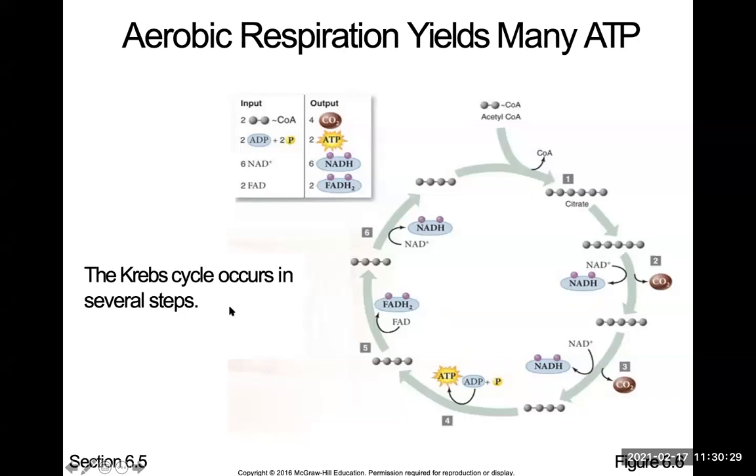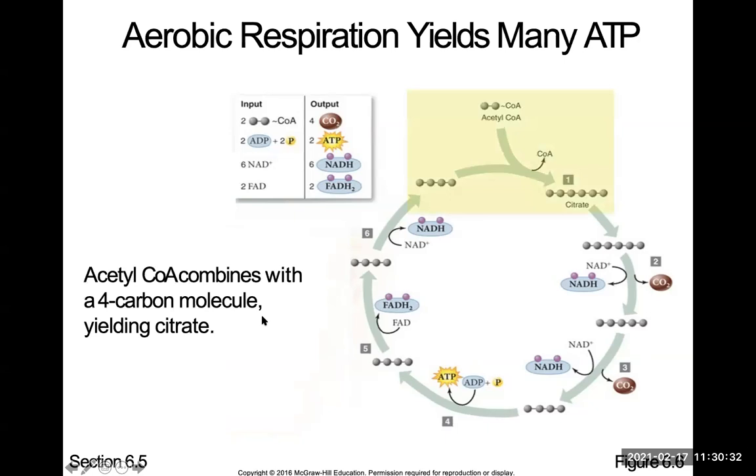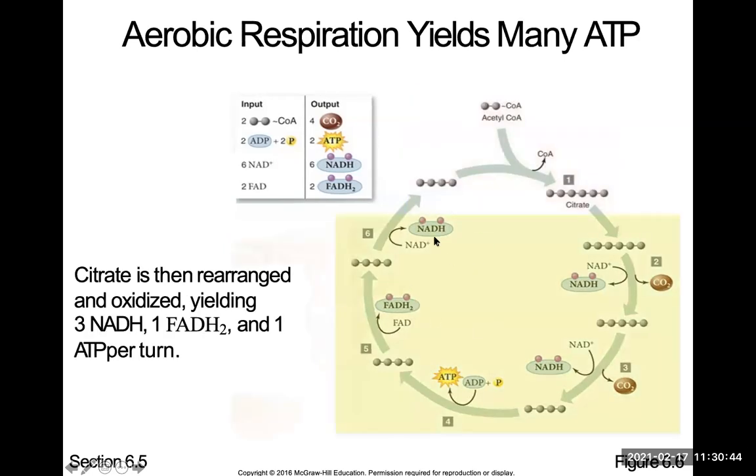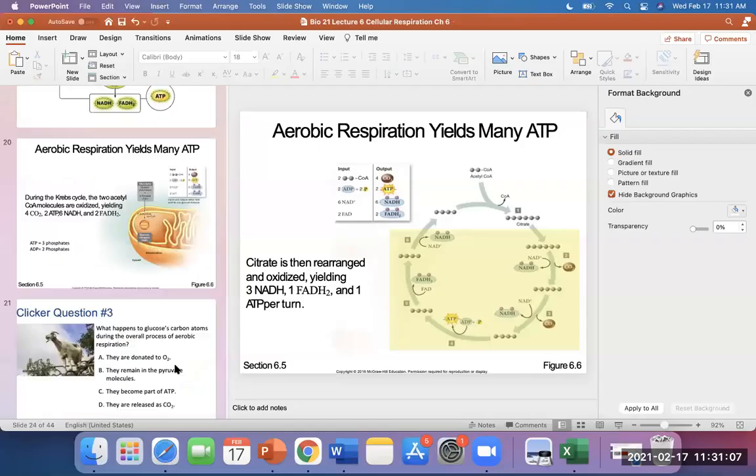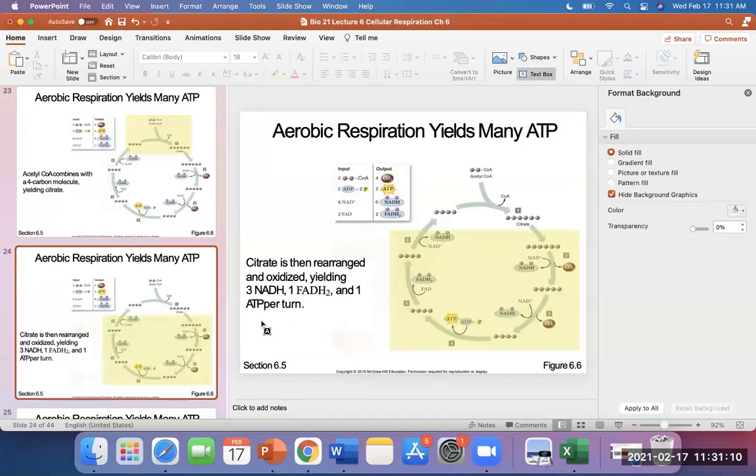Now let's see if you guys can help me write down the numbers. So acetyl-CoA combines with a 4-carbon molecule and then goes through the cycle. Some of the molecules get recycled, and you don't have to know the name, into oxaloacetate, and then the cycle just keeps running. So citrate is rearranged, oxidized, and in the end, it's going to give you 3 NADH, 1 FADH, and 1 ATP per turn. So we said it happens twice.